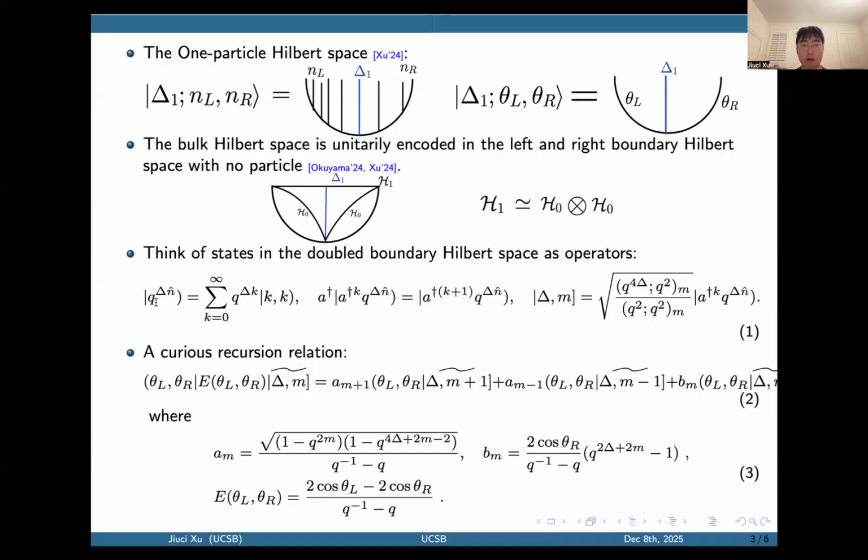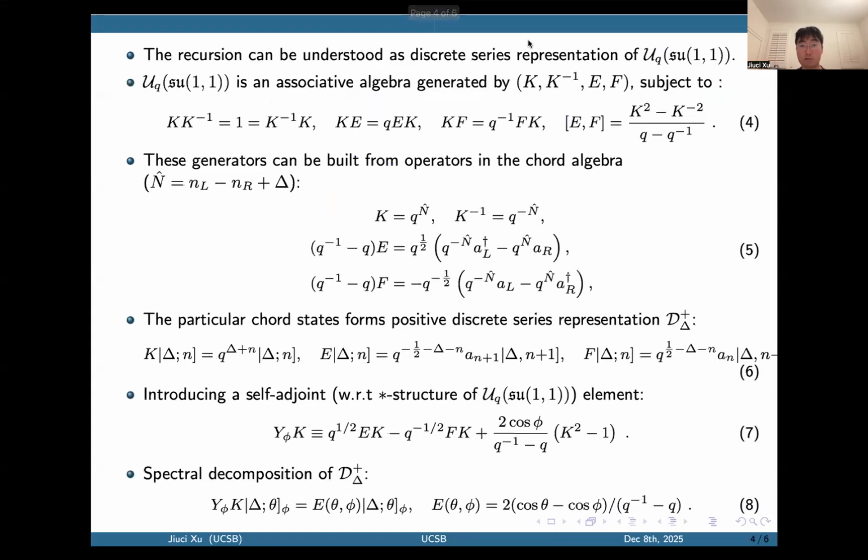particle Hilbert space. And in particular, with this set of states, we find a curious recursion relation reminiscent of the discrete series representation of the quantum group U_q(su(1,1)). The quantum group is just an associative algebra generated by four generators subject to the following commutation relations. In our paper, we are able to reconstruct these four quantum group generators completely from the chord algebra generated by left and right chord creation and annihilation operators.